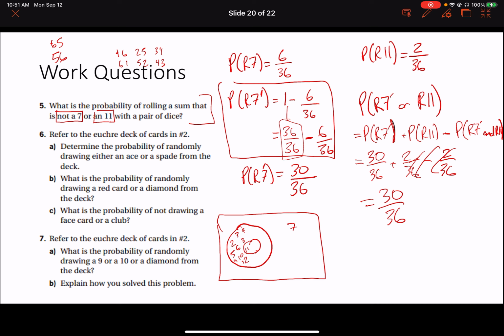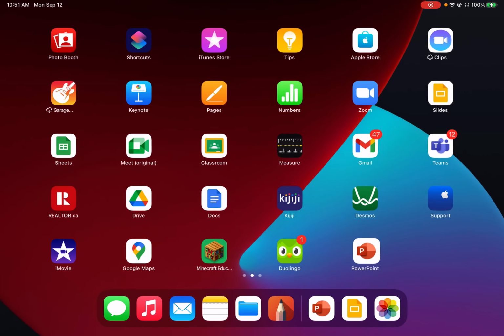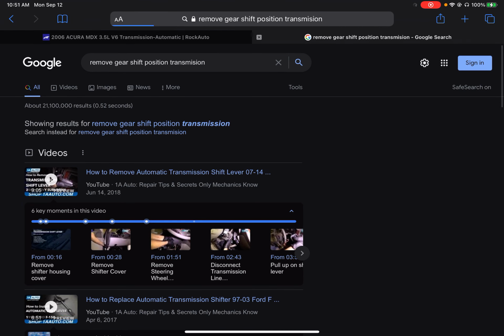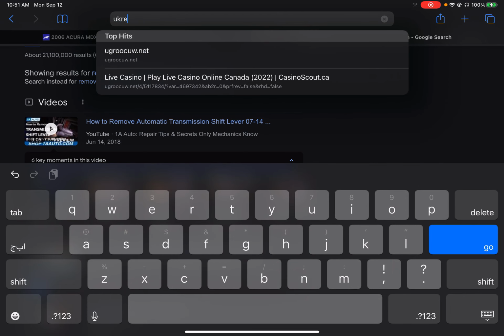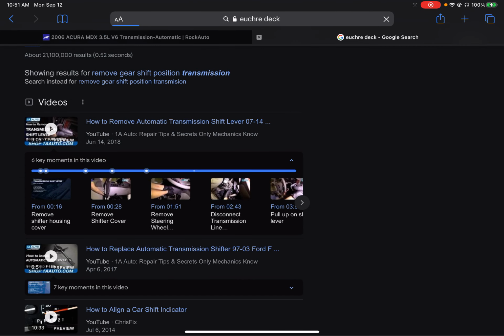Refer to the Euclid deck of cards in number 2. Let's just skip that and do number 7. Oh, that also refers to the Euclid deck in number 2. So I guess now it becomes clear that we probably should look up what is a Euclid deck. Euclid deck. There.